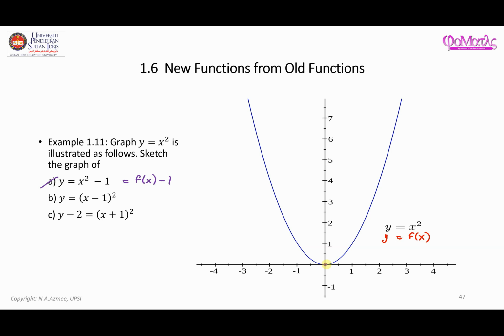For example, if you have this point here, (0, 0), it will be moved 1 unit down. It will be at this point. And for example, at this point, 1, it will go to this point here. This one will go 1 unit down. Basically, at point 4, it will go 1 unit down, so it will be over here.